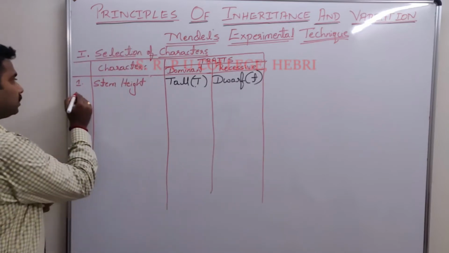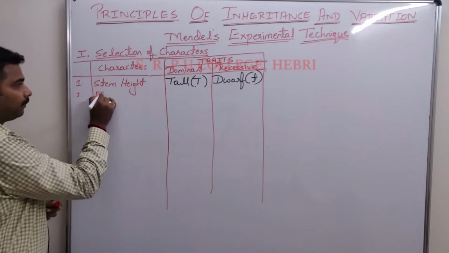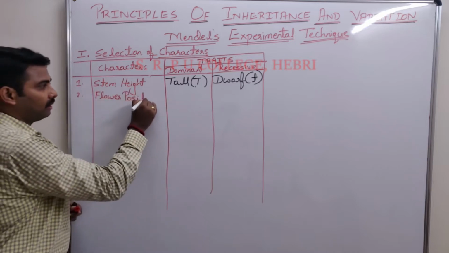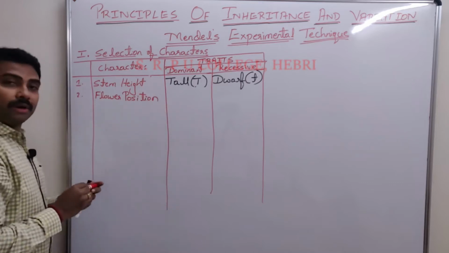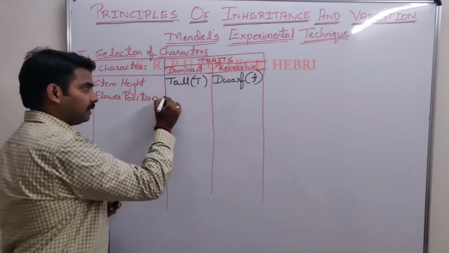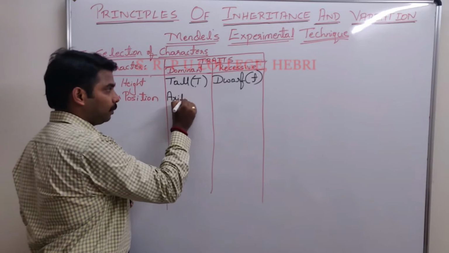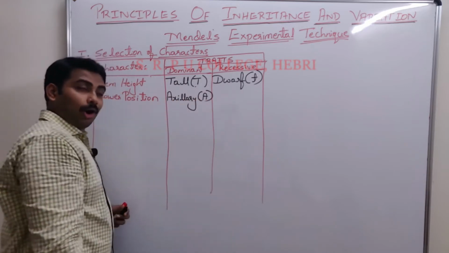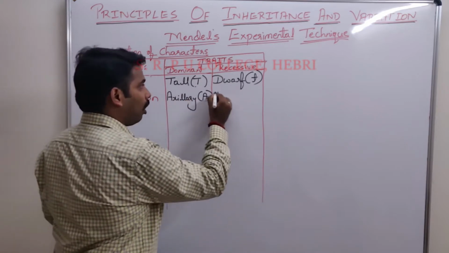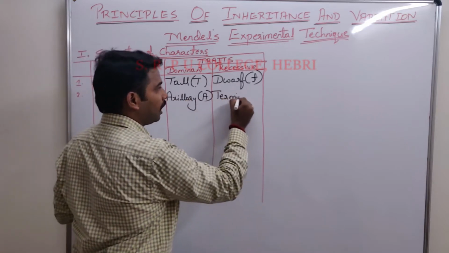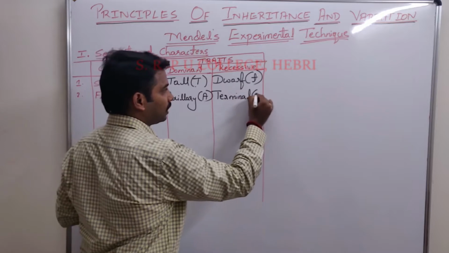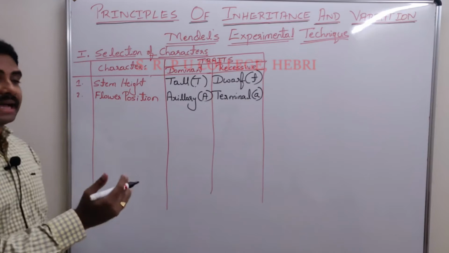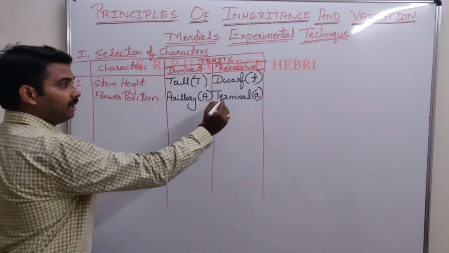Okay, next, which one? Flower position. You have to remember all the 7. Very simple. Flower position, they may be either axillary in position, represented by A, or controlled by the gene A, or in some they were terminal. What is that? Small a. Flower position may be either axillary or they may be terminal.